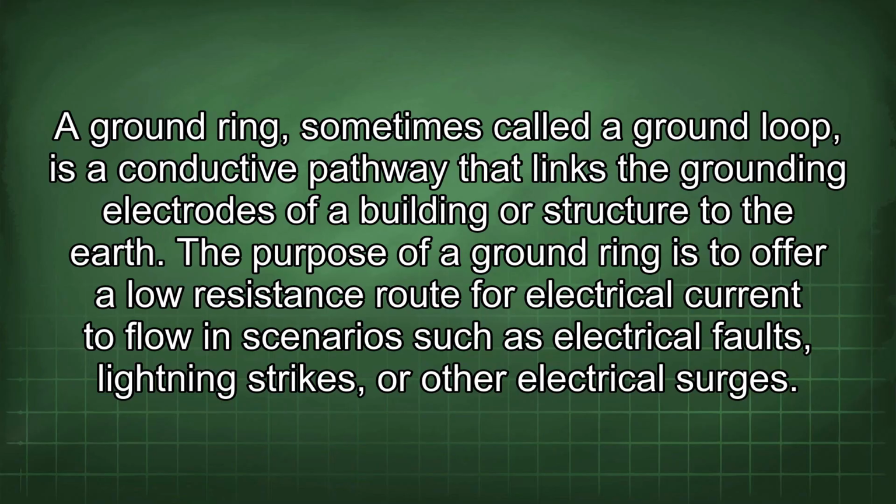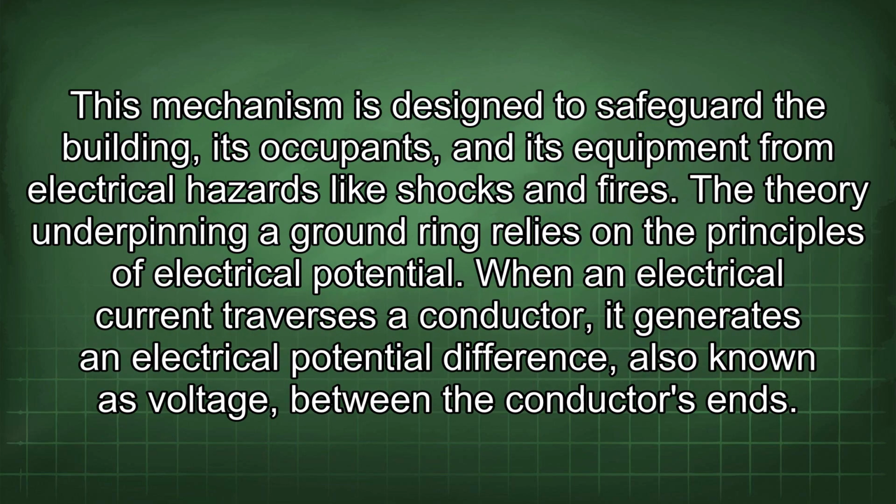A ground ring, sometimes called a ground loop, is a conductive pathway that links the grounding electrodes of a building or structure to the earth. The purpose of a ground ring is to offer a low resistance route for electrical current to flow in scenarios such as electrical faults, lightning strikes, or other electrical surges. This mechanism is designed to safeguard the building, its occupants, and its equipment from electrical hazards like shocks and fires.